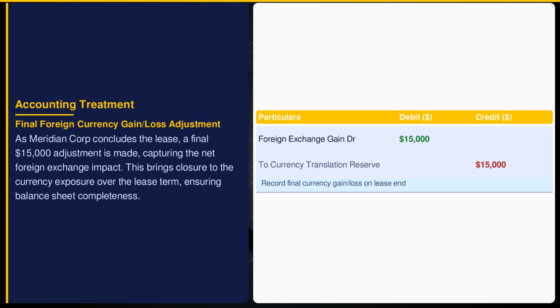Final adjustments for foreign currency gains or losses wrap up the lease cycle. Meridian Corporation's $15,000 exchange gain reflects the net impact over the lease duration. This step finalizes exposure accounting, locking in the accurate representation of financial outcomes per IAS 21.